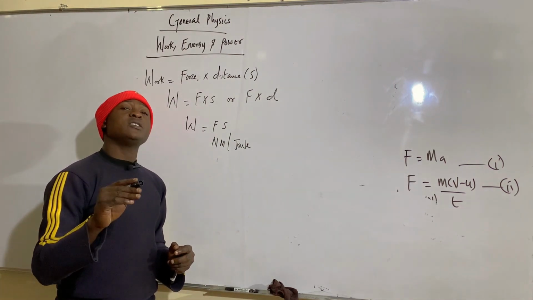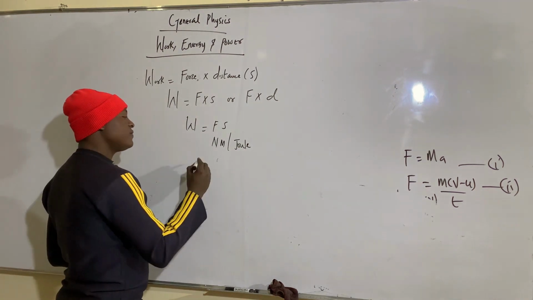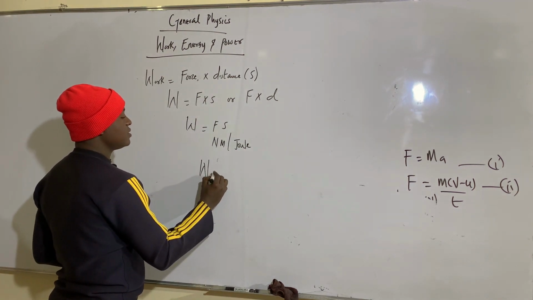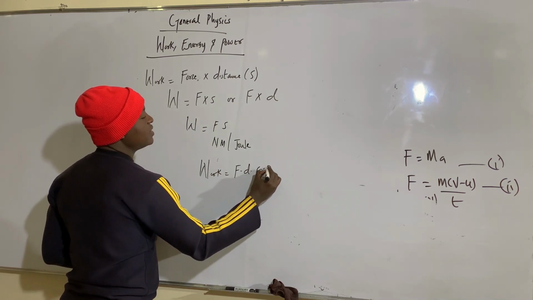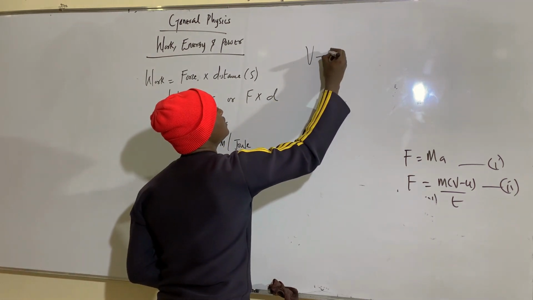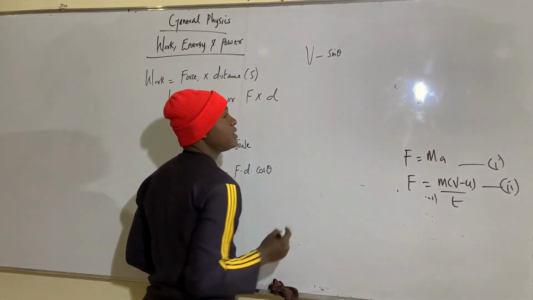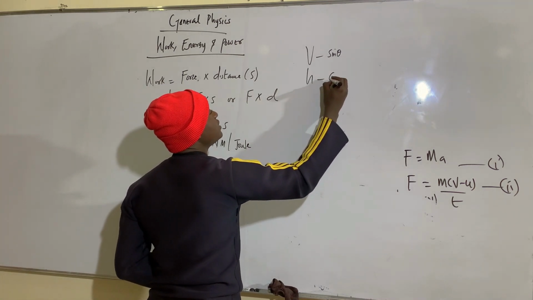Maybe we are asked to find the work done, and we see that the object is moving horizontally. So we can just have the formula: work done equals force times distance times cos theta. Remember, under that one, we said if you are resolving vertically, we use sine. You remember that? Good. So when we are resolving horizontally, we use cos.